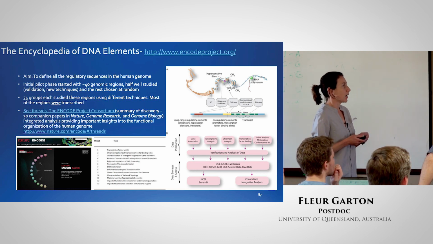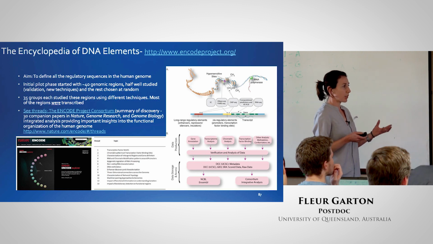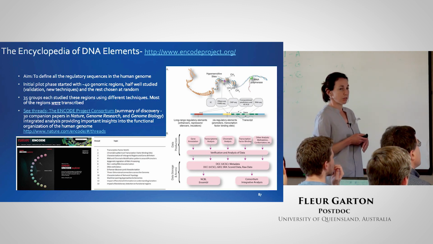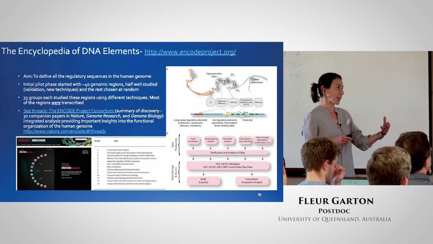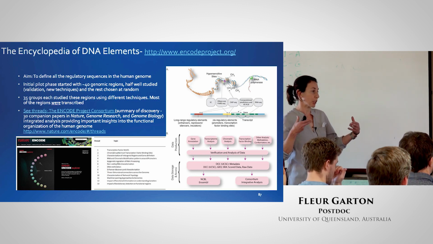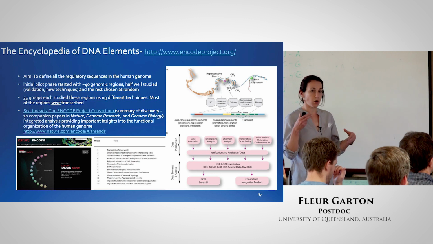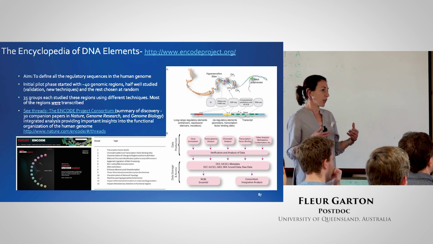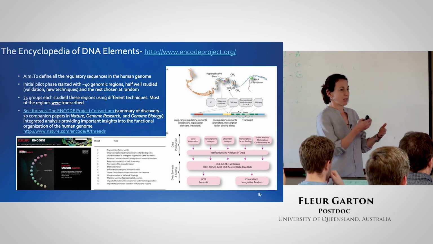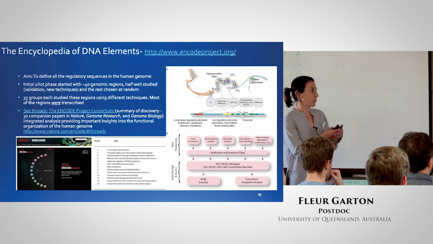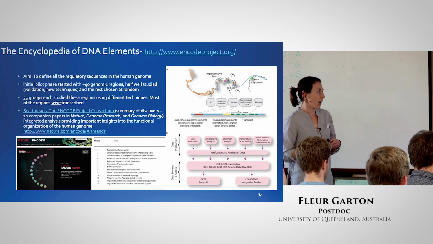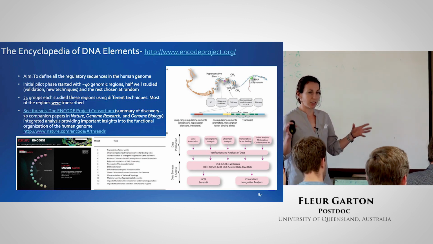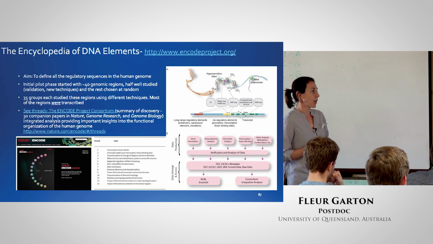The initial pilot phase of ENCODE started with 40 genomic regions, so 20 were quite well annotated and 20 were randomly chosen. Then they used a whole lot of different methods to actually define the unknown regions and say how good they are at picking up what we already know. And then they've subsequently expanded this to include the entire genome.